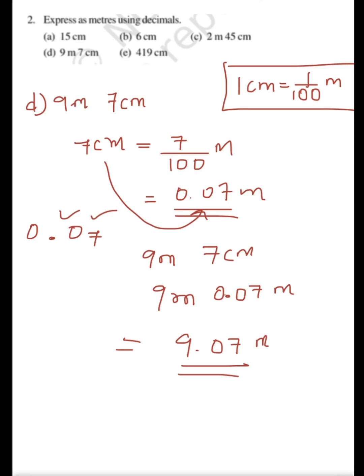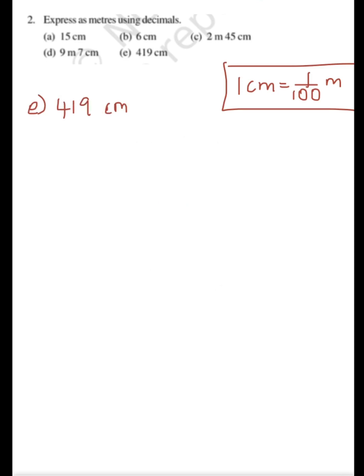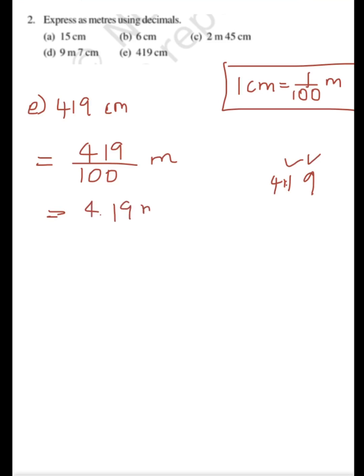Now let's see E. So E is 419 centimeter. Here also for converting it into meter you need to divide it by 100 so that it will get converted to meter. Now how will you divide this 419 by 100? That means after the decimal point there should be two numbers, that is 1 2. So here you will put the decimal point. So our answer will be 4.19 meter. Okay, so these are the answers.